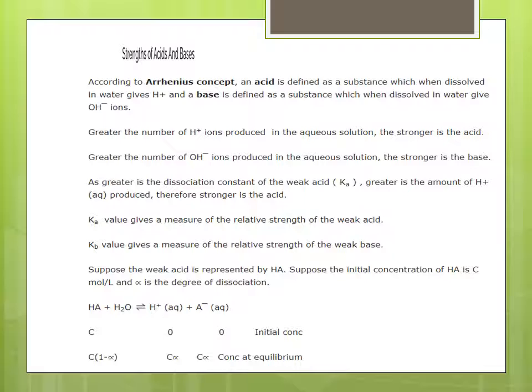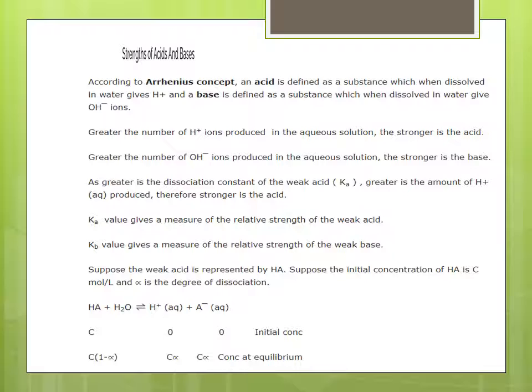Suppose the weak acid is represented by HA. Suppose the initial concentration of HA is C mole per liter and alpha is degree of dissociation. So let us try to write for one reaction. HA when dissolved in water, HA means it's an acid, then it gives H+ and A-.